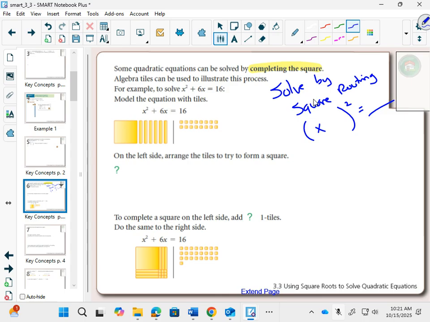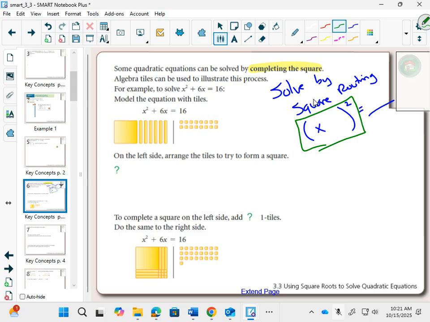We saw that it didn't work if there was an x on the other side, because when we square rooted the other side, we're like, oh, I still have that x inside the square root. So the solve by square rooting uses something called completing the square, and the reason they call it completing the square is because you need to have something squared in order for it to work.